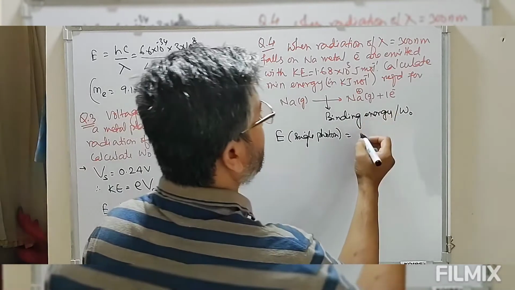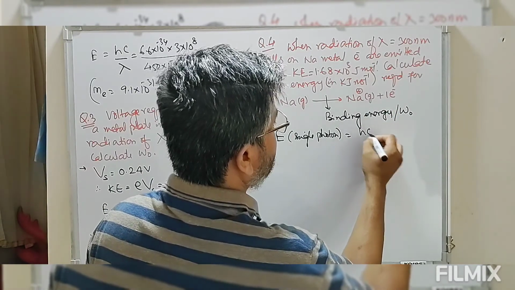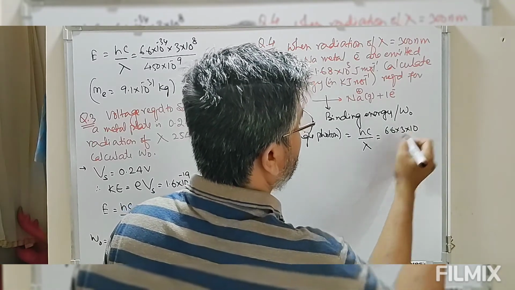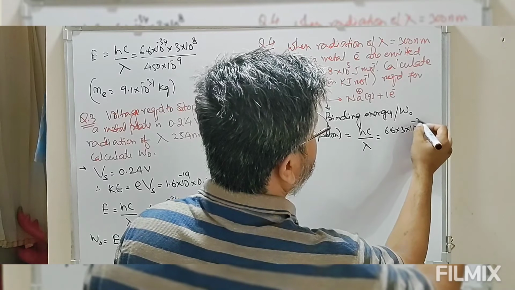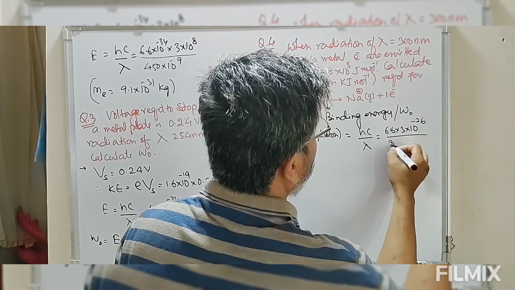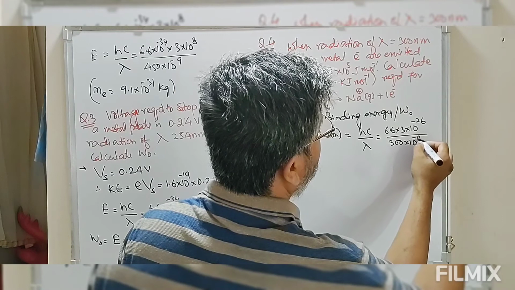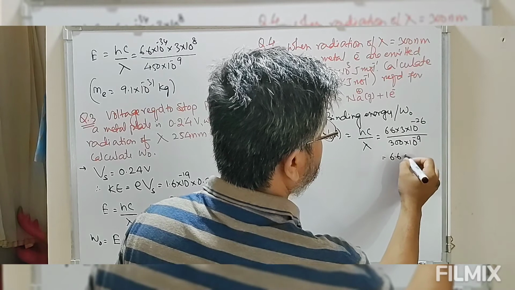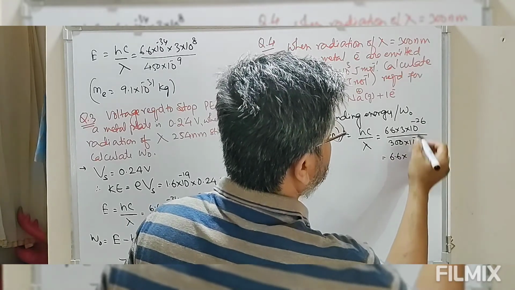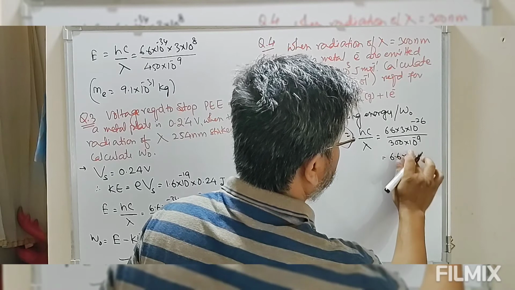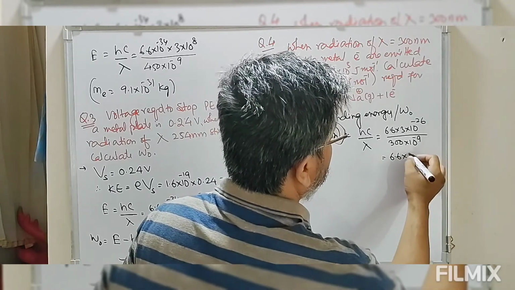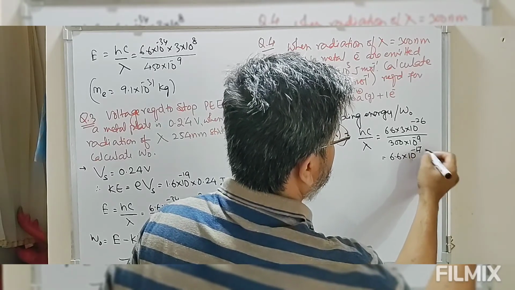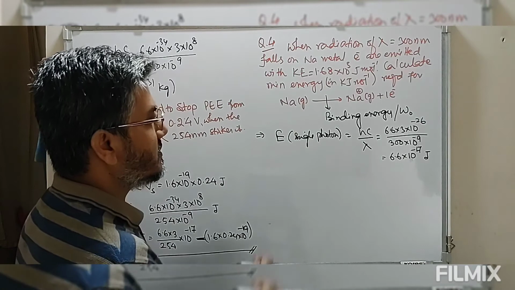is equal to hc by lambda, that is 6.6 into 10 to the power minus 34 into 3 into 10 to the power 8, divided by 300 into 10 to the power minus 9. So this can be 6.6 into 10 to the power minus 17 joule. Now this is the energy of a single photon.